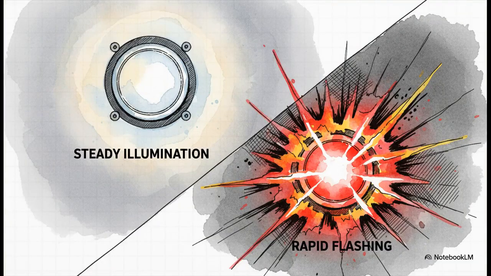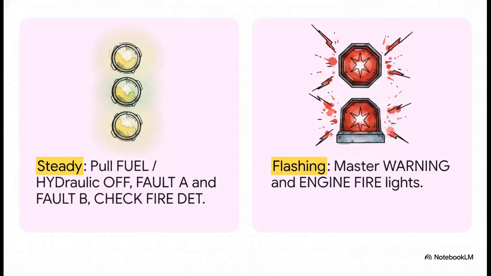Now, this next part is super cool because it really shows off the genius of modern cockpit design. Not all of these lights behave in the exact same way during the test. There's this very deliberate shift in visual intensity that you absolutely need to be aware of. Basically, you're looking for a transition from steady illumination to intense flashing. What's really interesting here is the clear distinction in how these indicators actually behave. The first 3 indicators of our FFFME sequence, the fuel/hyd off-handle, fault A and B, and check fire det, well, they merely illuminate. They turn on with a nice steady, solid glow.